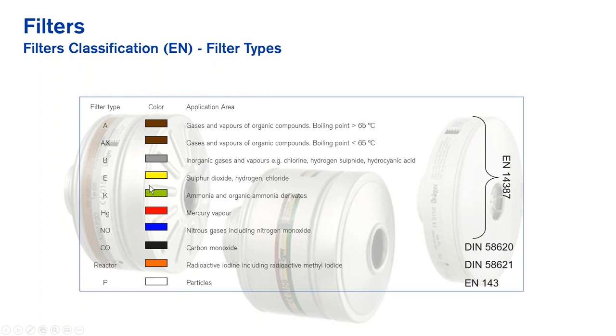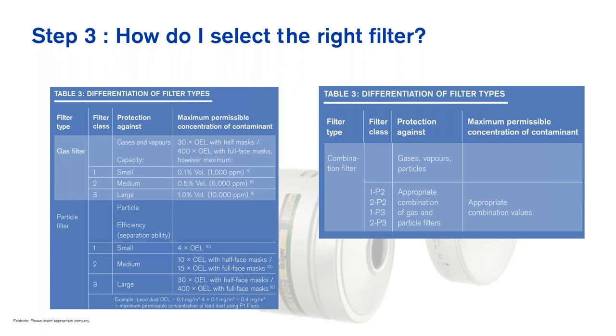So filters, again, once you know the chemicals, you need to select the right filters. They are even divided into classes based on their capacity or their efficiency for particle filters. So class 2 gas filters may be used at a higher concentration or for longer periods than the class 1 filters. The particle filters indicate the efficiency of the filters for the particles from the ambient air. Example, class 1, 80%, class 2, 94%, and class 3, 99.95%. So I quote the example again.